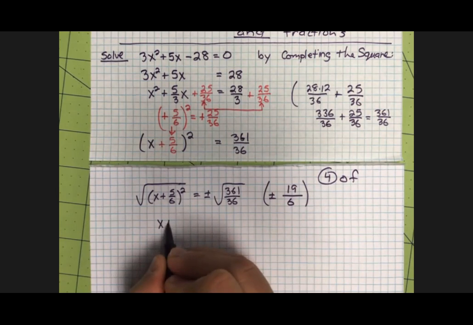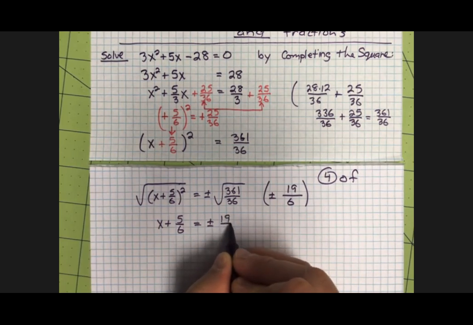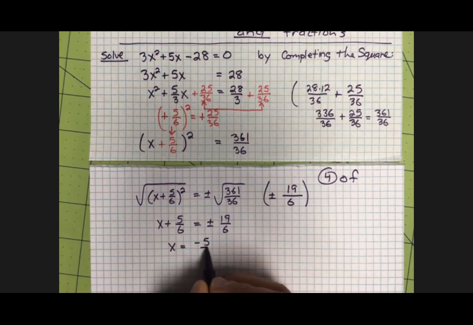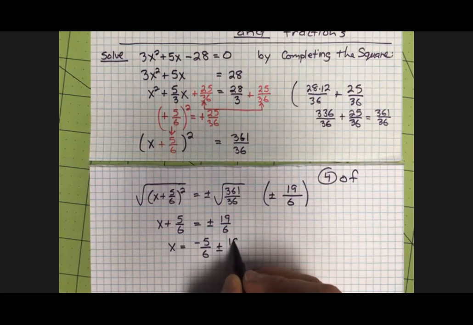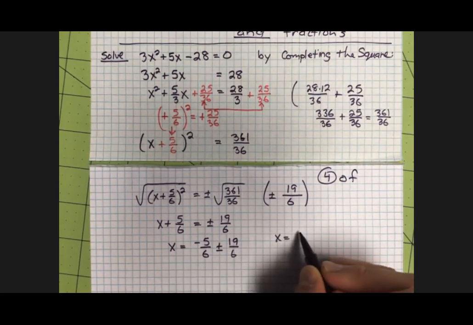So x plus 5/6 is plus or minus 19 over 6. Now I'm going to subtract 5/6 from both sides. And remember, there are two answers here, so you have to write the two answers.